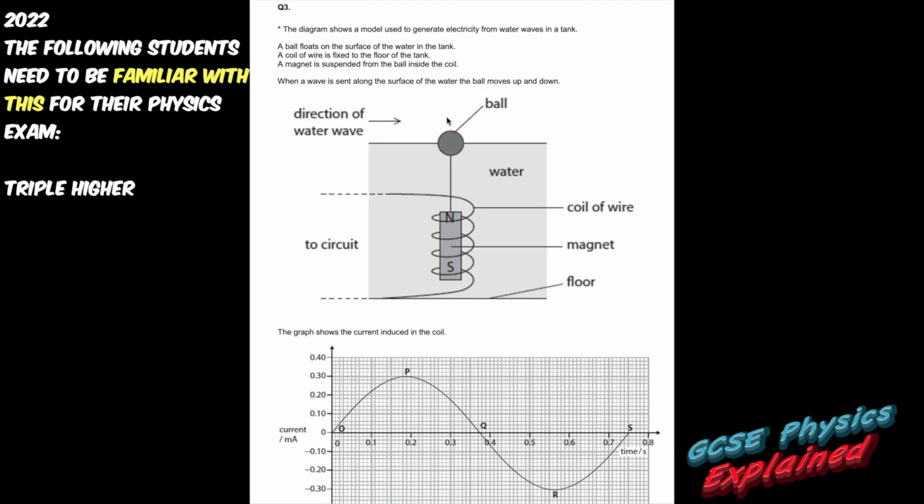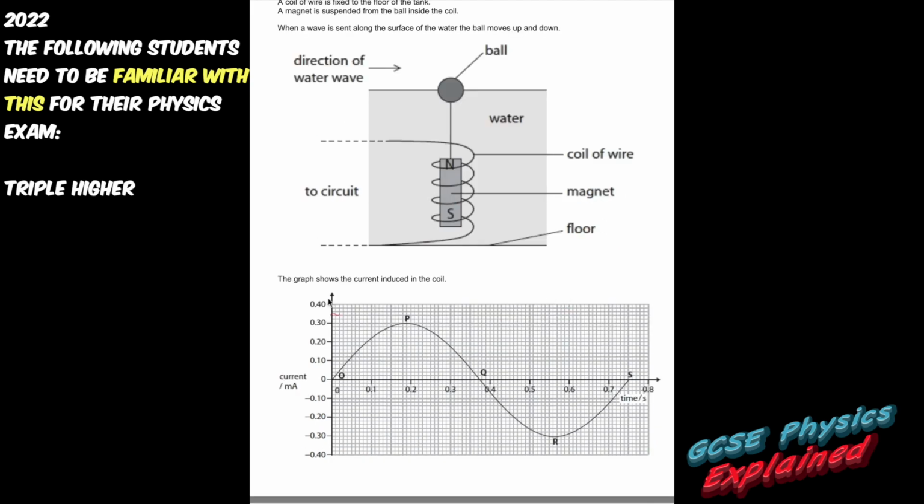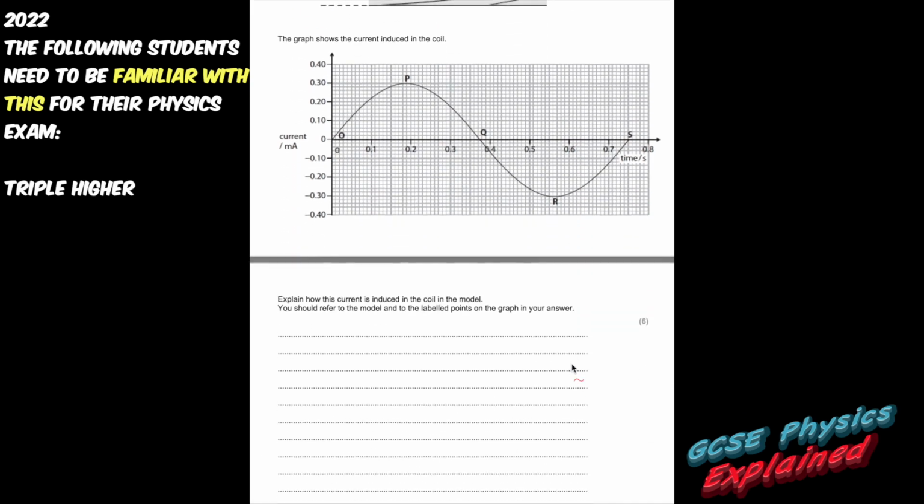Right, so the ball's floating on the top of the water. Right, this is all the water here. Now, as the ball goes up and down, the magnet's going to go up and down inside the coil of wire. And that's going to create a current, as shown here. Explain how this current is induced in the coil in the model. You should refer to the model and to the labelled points on the graph in your answer, and it's worth 6 marks.